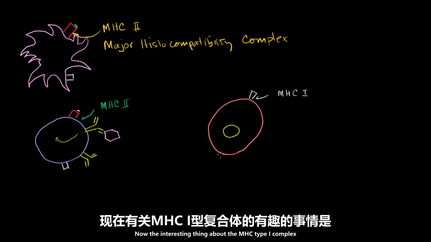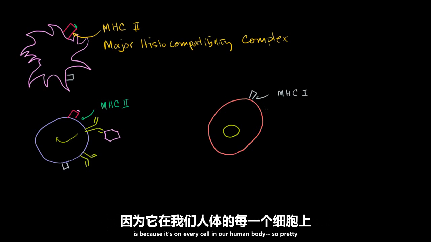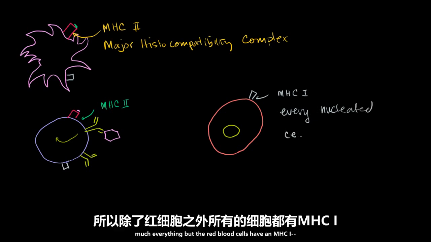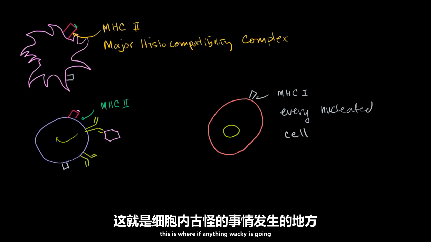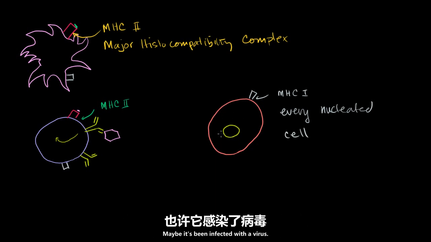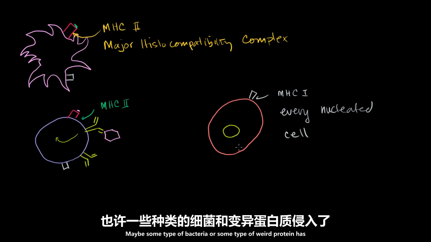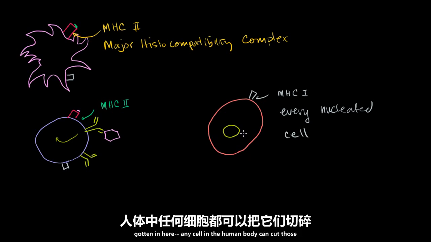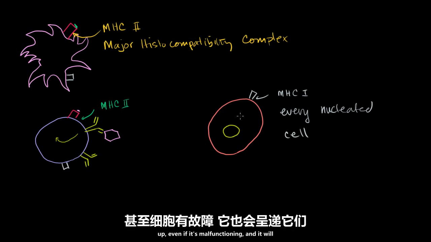Now, the interesting thing about the MHC type 1 complex is because it's on every cell in our human body, let me write that down. Every nucleated cell, so pretty much everything but the red blood cells, has an MHC1. This is where, if anything wacky is going on inside the cell, maybe the cell is cancerous and producing crazy proteins, maybe it's been infected with a virus, maybe some type of bacteria or some weird protein has gotten in here, any cell in the human body can cut those up, even if it's malfunctioning, and it will present them.